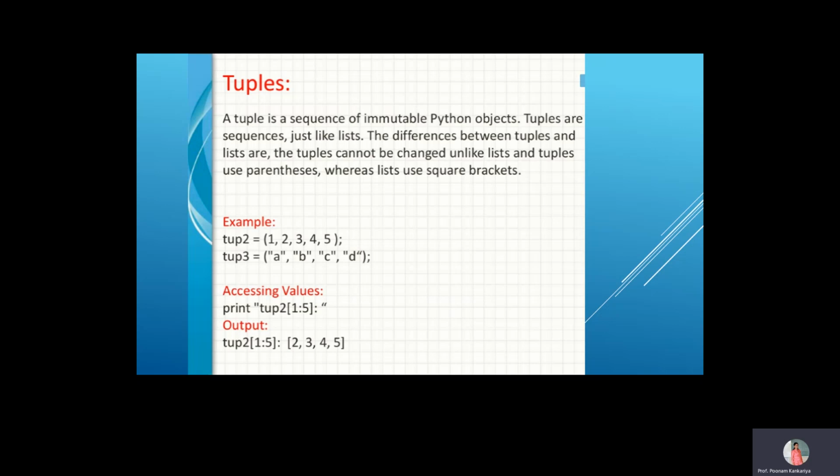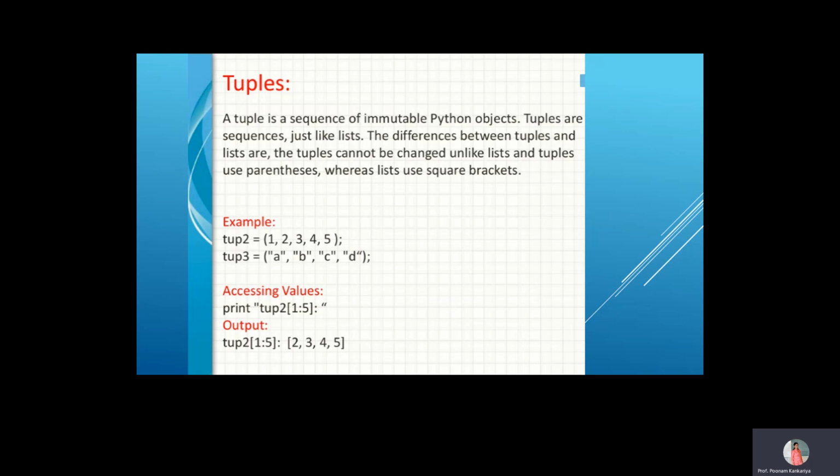Now we see allow duplicates in tuple. Since tuples are indexed, tuples can have items with the same value. It means suppose we have a tuple 1 equal to the characters A, B, C, D and A. So the tuple accepts the duplicate value.